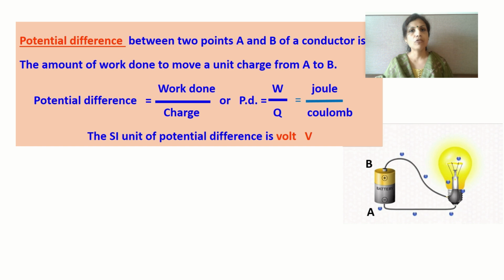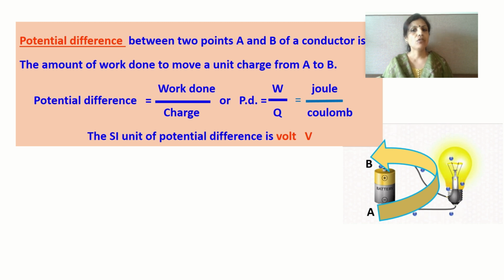So electrons are moving from point A to B. An electric cell is creating a potential difference. So the potential difference between the two points A and B of a conductor is the amount of work done to move a charge from A to B. The charges are moving from A to B, work is done, and that is the potential difference. So our formula is: potential difference is equal to work done upon charge. Work done is denoted by the letter W, charge by Q, and potential difference is denoted by PD. So PD is equal to W upon Q.